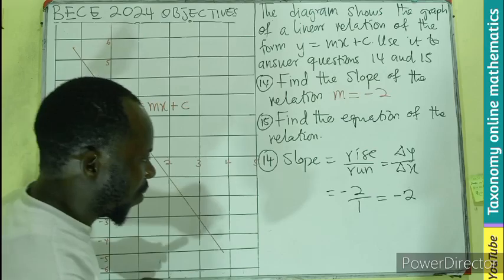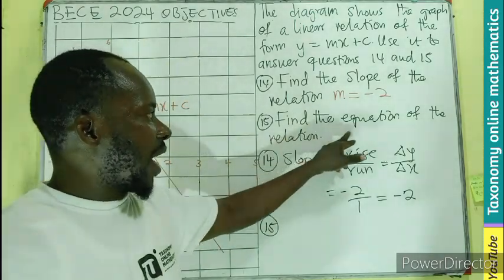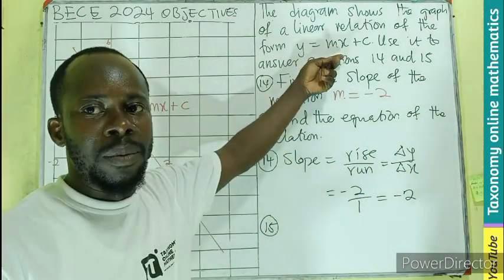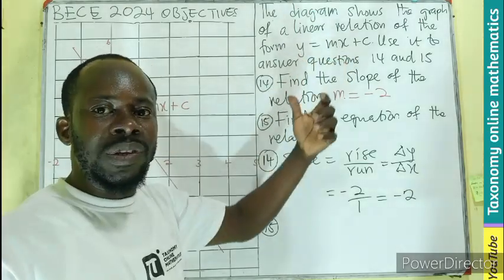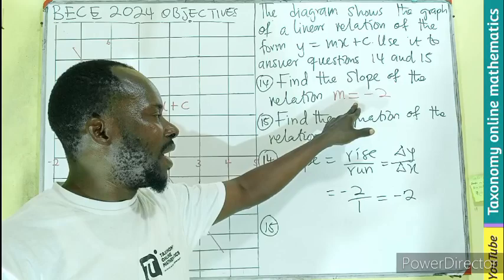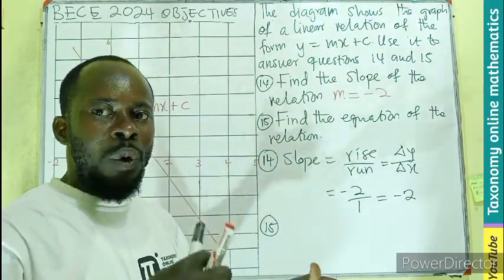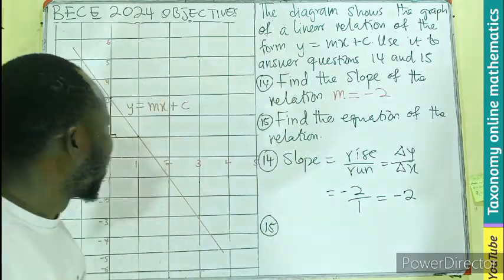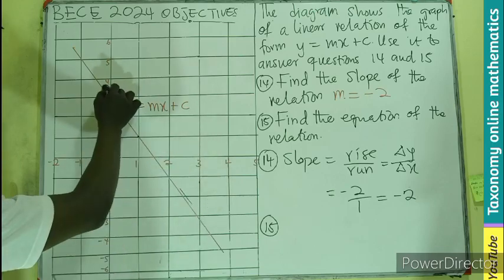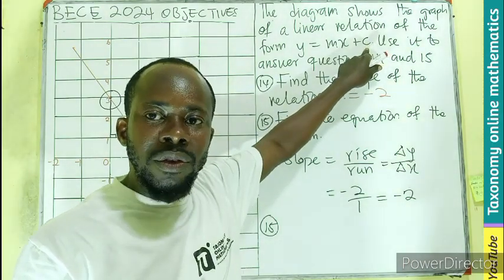All right. Then for question 15, which is the easiest one, we have to find the equation of the relation. This equation would be in this form, meaning the y and the x will still be part of our equation. The m is the gradient which we found here. The c is the intercept on the y-axis, meaning where the line cuts the y-axis. The line cuts the y-axis here, so the y-intercept is going to be 3.